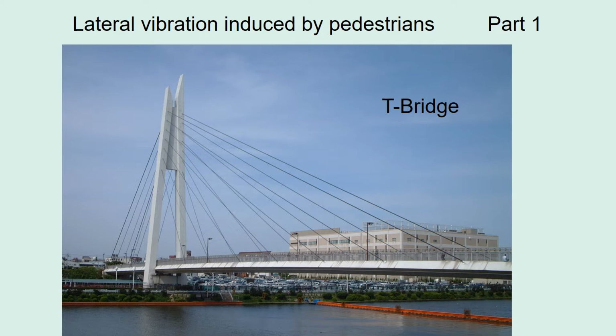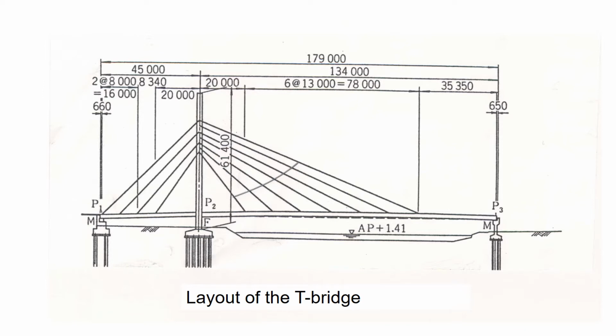This lecture consists of 3 parts. Let me start with part 1. The T-bridge has 2 continuous spans. The main span is 134 meters and the side span 45 meters. This is a fairly long pedestrian bridge.